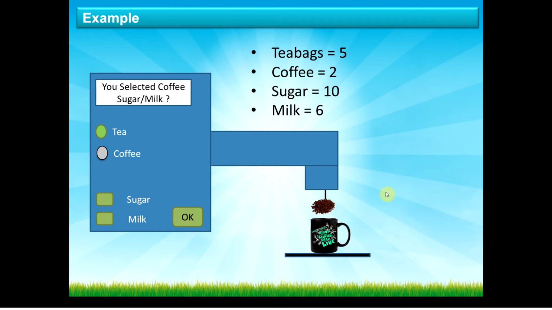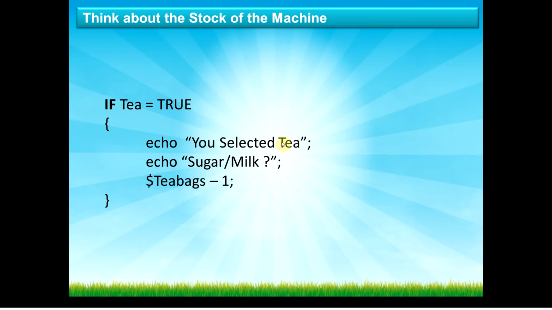So what would be the if statement for this? Let's have a look. Originally the if statement for tea was: if tea is true, echo "You selected tea, would you like sugar or milk", then tea bag minus 1. And then we've adapted this to: if coffee is true, echo "You selected coffee, would you like sugar or milk", and then the coffee minus 1.